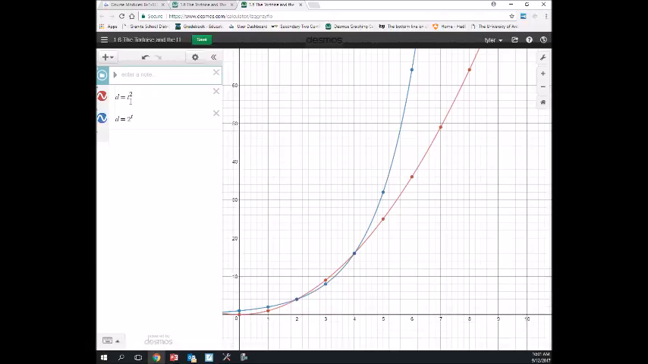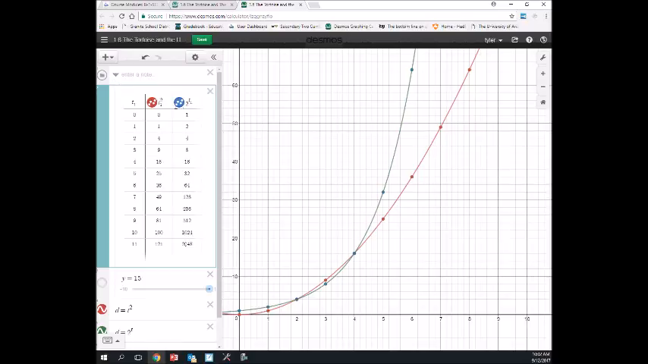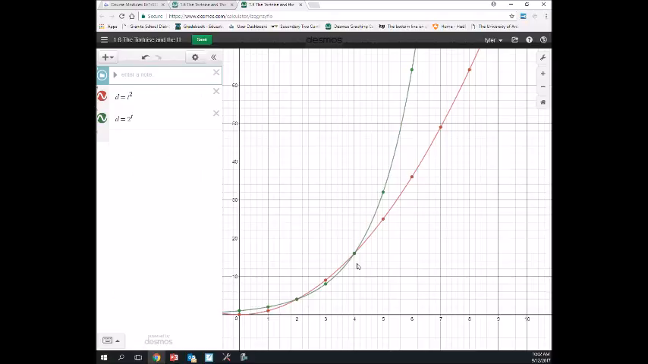I also graphed the equations themselves for the tortoise and the hare. Probably should make the tortoise green just to match what we've done. Let's do that. There you go. And notice the points here, these are coming from the table. These tell us how far each animal has gone in a certain amount of time.